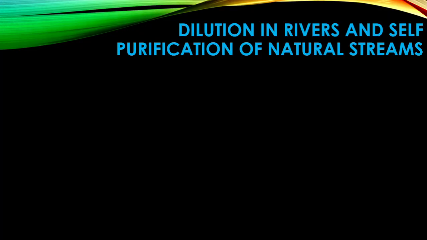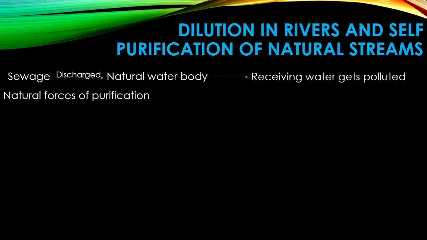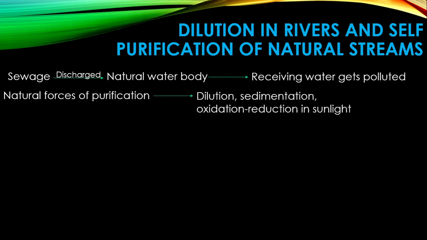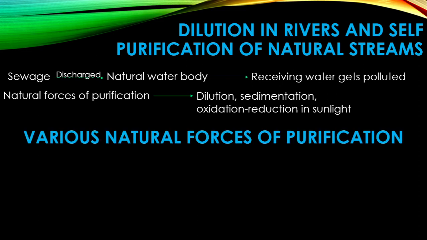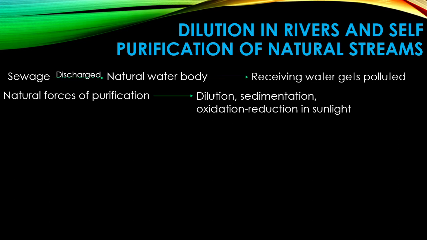Dilution in rivers and self-purification of natural streams. When sewage is discharged into a natural body of water, the receiving water gets polluted due to waste products present in sewage effluents. But the conditions do not remain so forever because the natural forces of purification such as dilution, sedimentation, oxidation, reduction in sunlight, etc., go on acting upon the pollution elements and bring back the water into its original condition. This automatic purification of polluted water in due course is called self-purification phenomenon.